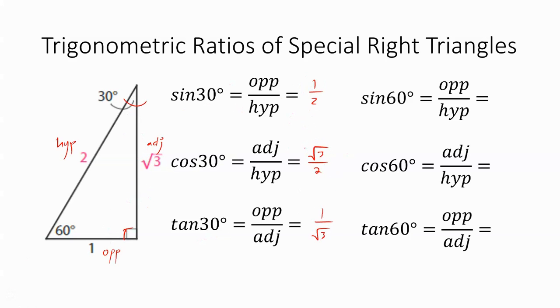These ratios will always be the same, by the way. Doesn't matter how big this 30, 60, 90 will be. The sine of 30 is always going to be 1/2. Cosine of 30 is always going to be square root of 3 over 2. Tangent of 30 will always be 1 over square root of 3.